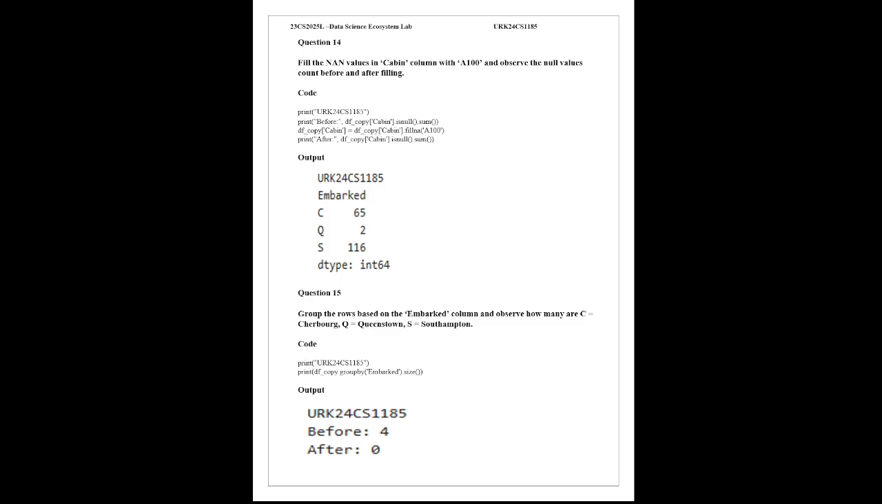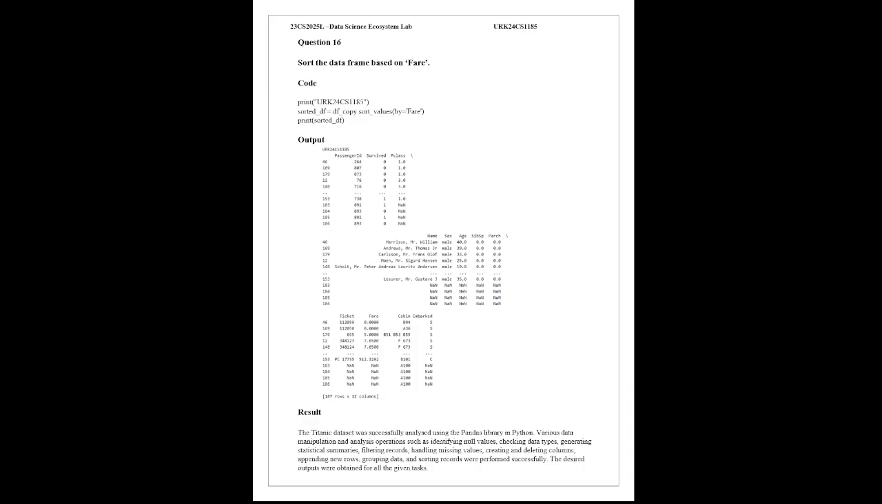Then we group the passengers based on the embarked column using groupby. This gives the number of passengers from Cherbourg, Queenstown, and Southampton. Finally, we sort the entire data frame based on the fare column using the sort_values function.